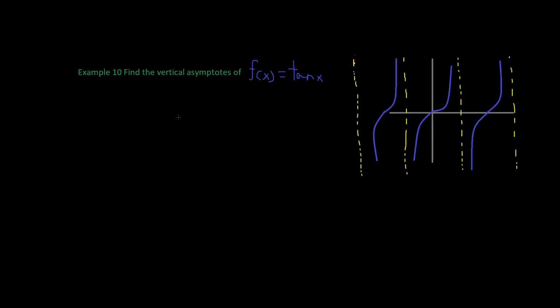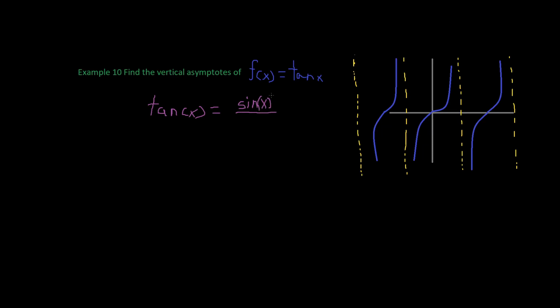Example 10. Find the vertical asymptote of the function y equals tangent x. Alright, so what do we know about tangent? Especially if you take trigonometry. If you haven't, it's okay. I don't condemn anybody for not knowing. Learning calculus is hard when you don't know a lot, but I'm trying to teach my course so anyone can learn it.